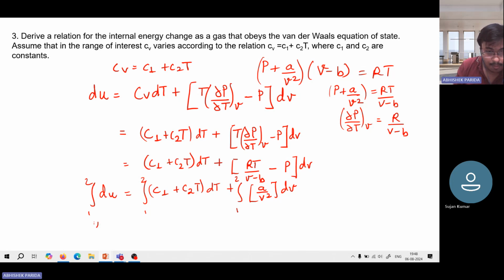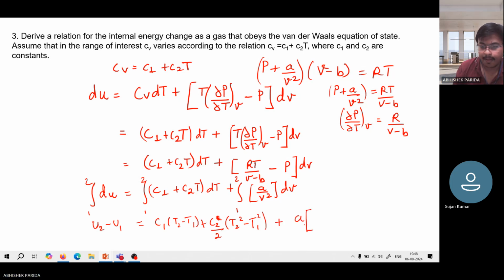So it will be U2 minus U1 is equal to C1 (T2 minus T1) plus C2 by 2 (T2 square minus T1 square) plus A, minus will go outside, then it will be 1 minus, so what is minus 1 by V2, V1 by V2 will be minus. Okay, so this is what is expected from you.